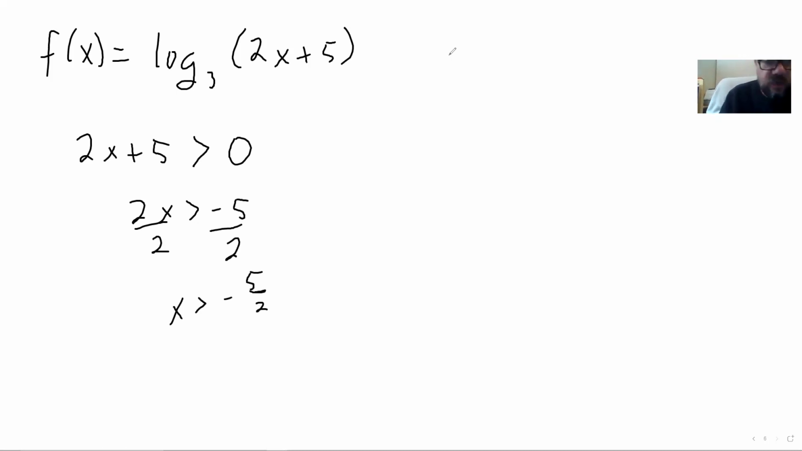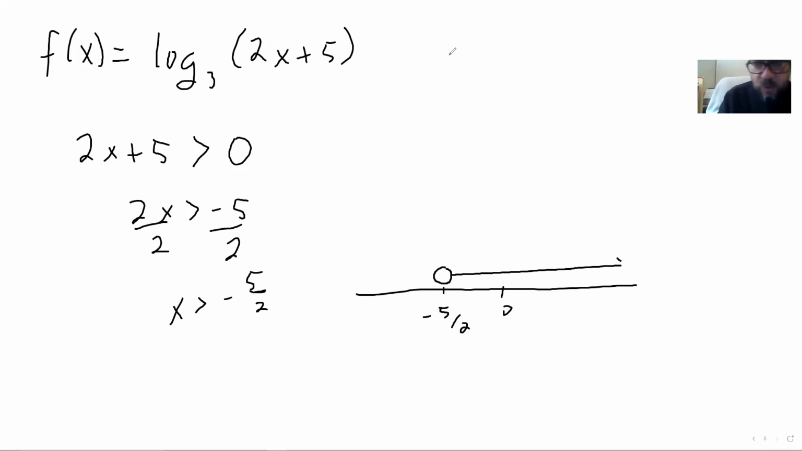And if I want to write that in interval notation, let's look at it as a number line so we can see what this looks like. Negative 5 halves. So I want all of the stuff that is bigger than this, not including it, so open circle there. That means my left endpoint for my interval notation is negative 5 halves. So we get negative 5 over 2, and we're going to go up to positive infinity. So go to the right forever. So that's my domain.